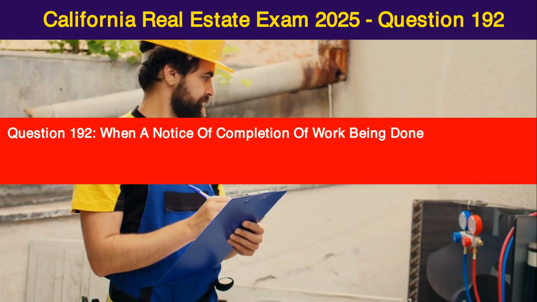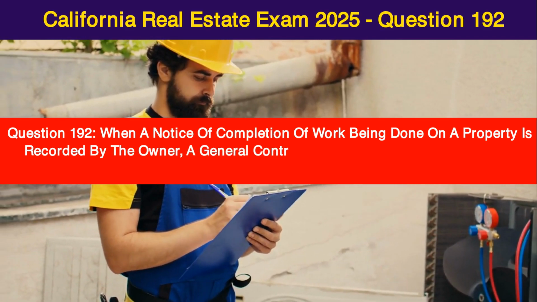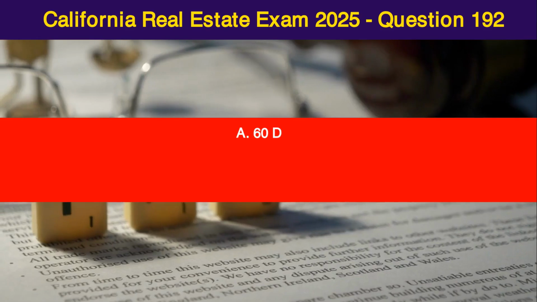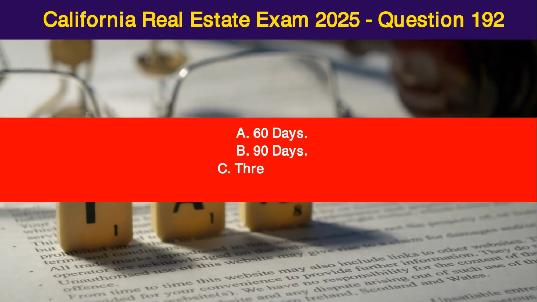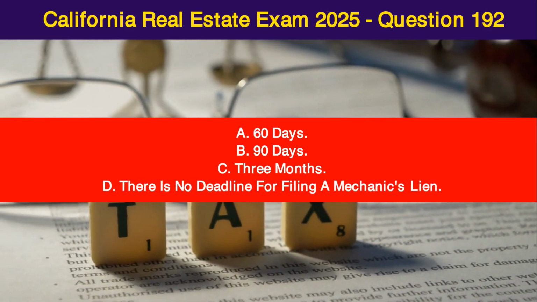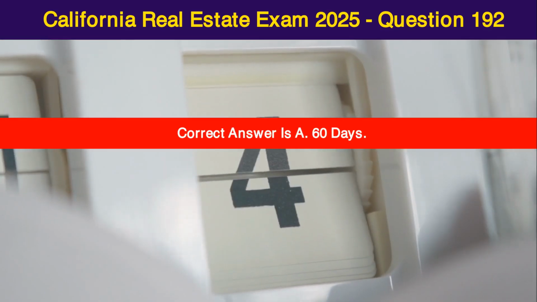Question 192. When a notice of completion of work being done on a property is recorded by the owner, a general contractor has to file a mechanic's lien. A. 60 days. B. 90 days. C. 3 months. D. There is no deadline for filing a mechanic's lien. Correct answer is A. 60 days.